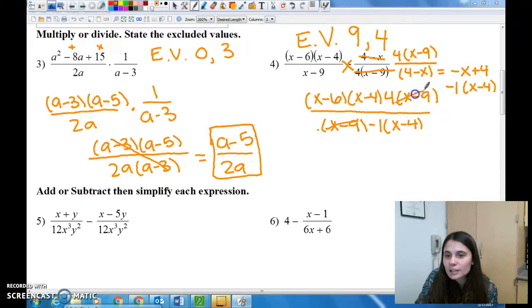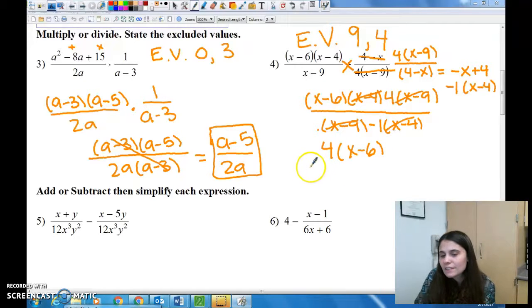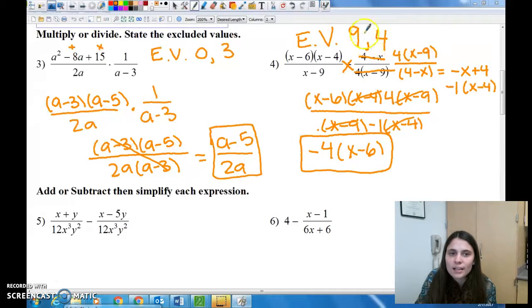Then my x minus 9's cancel, my x minus 4's cancel, and then I have a 4 and an x minus 6 left on the top. And then I divide that by negative 1. Well, dividing by negative 1 just makes my answer negative. So I end up with a negative 4 times x minus 6 with excluded values 9 and 4.